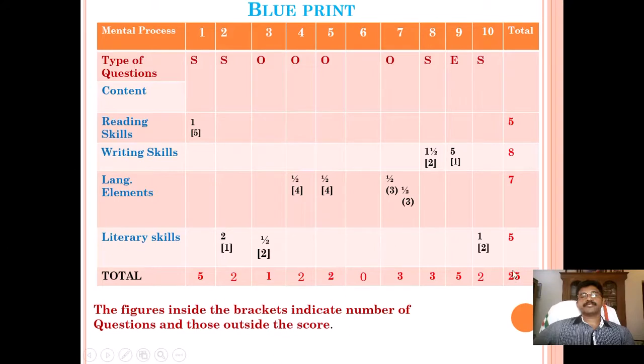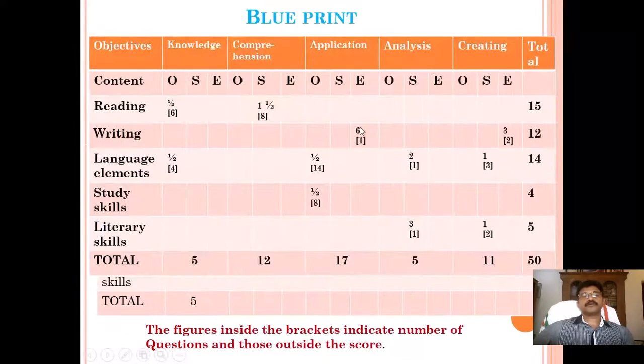The total mark is 25, and each cell indicates the score and the total number of the questions. Here you can see this cell, there are 4 questions, objective type of questions from language elements carrying half a mark each. So that is the meaning or description of this cell. The more distribution of the cells or scores shows that the question paper is better.